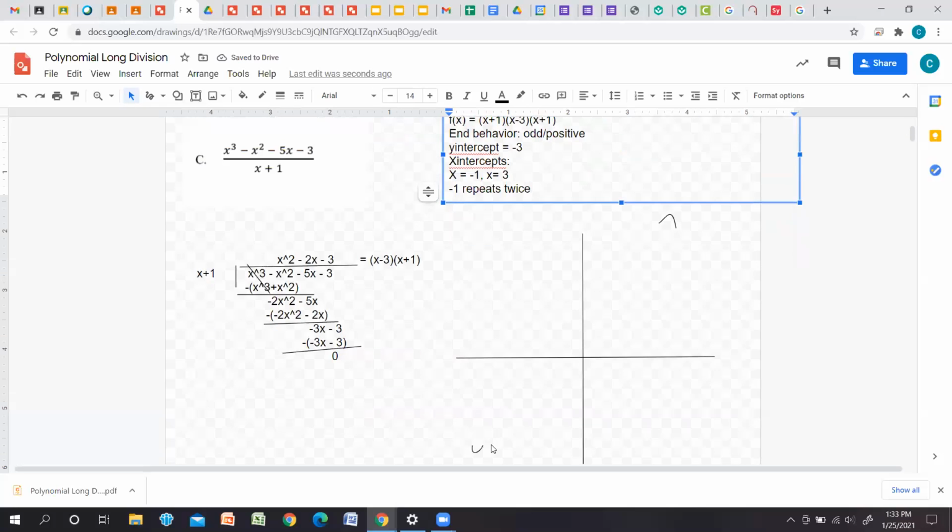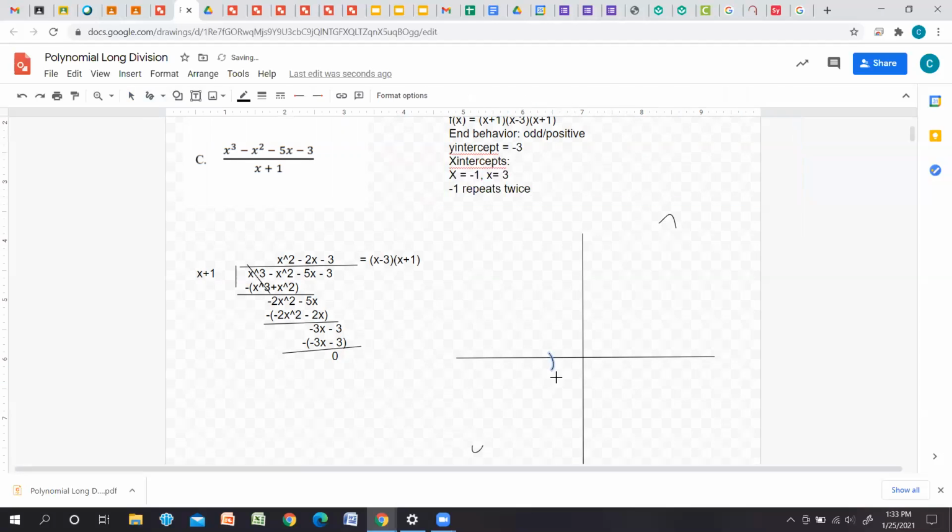Great. So I start down here. Actually, I'll mark my intercepts. Negative 1. It's going to bounce off this point. And it's going to go to negative 3. Then it's going to go up to 3 and go directly through 3. All right, so I start down here. I bounce off there, go through here, go right through 3, and that's the function, and that's all there is to it.